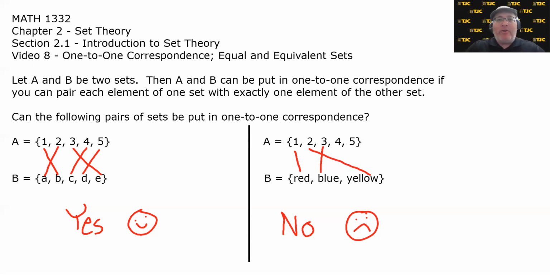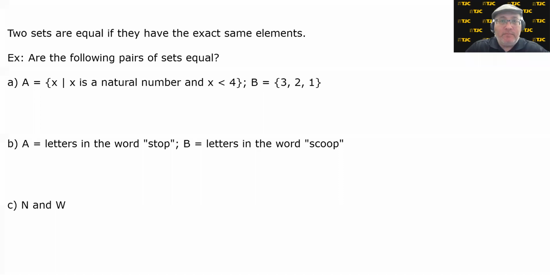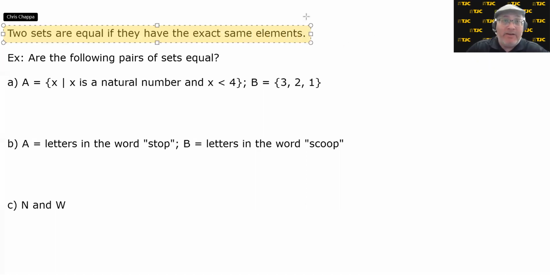All right, so let's talk about what it means to be equal and equivalent sets, starting with equal sets. 2 sets are equal if they have the exact same elements. It's exactly what you think it would mean. These sets are exactly the same.